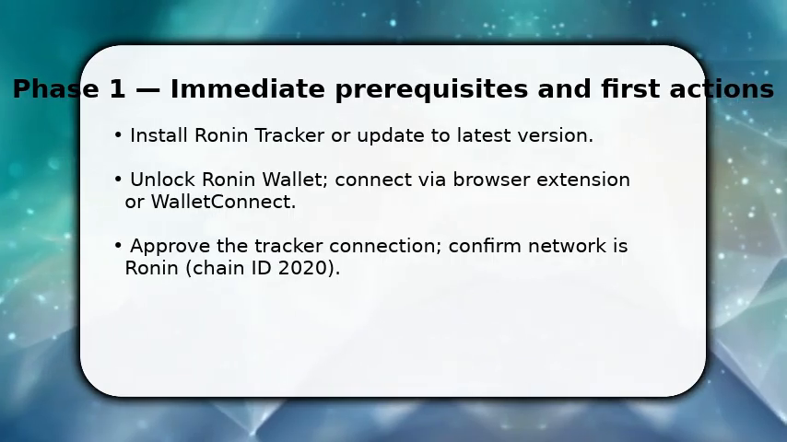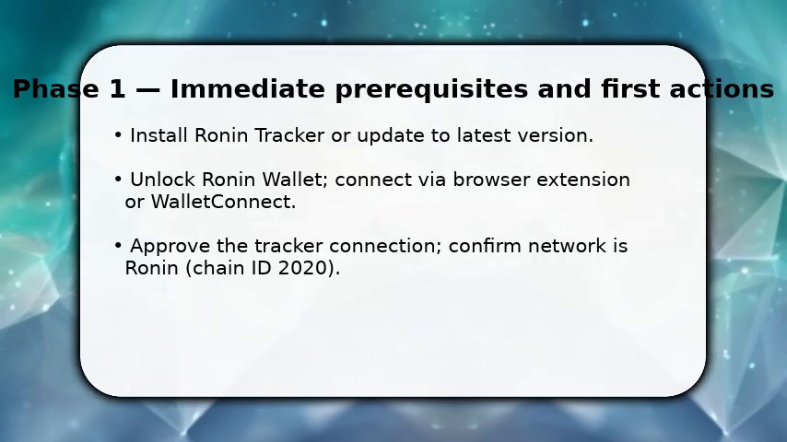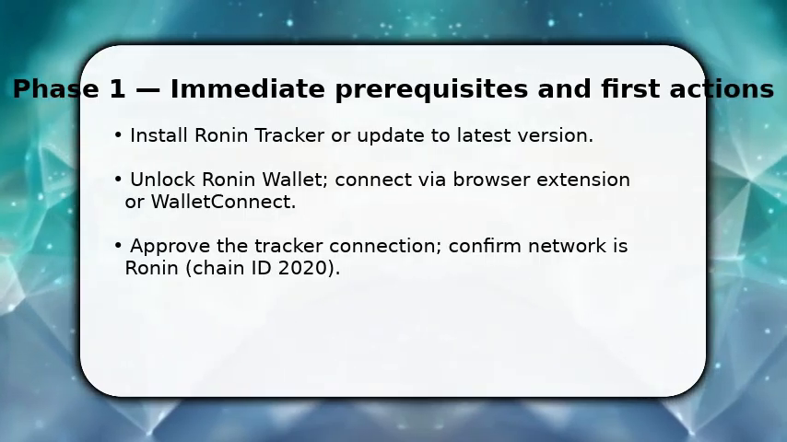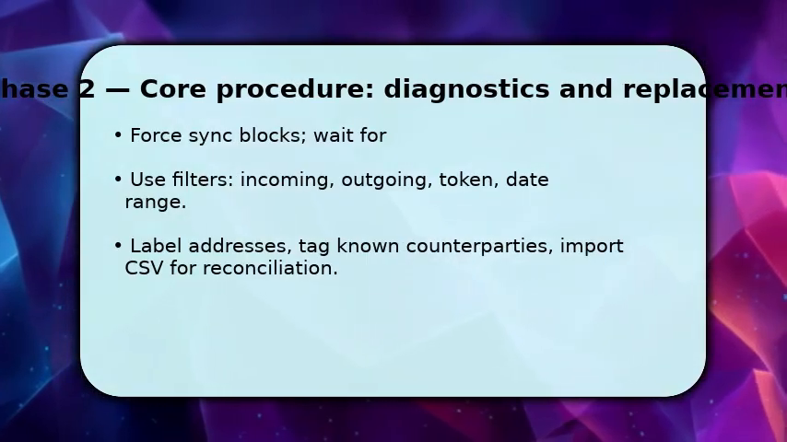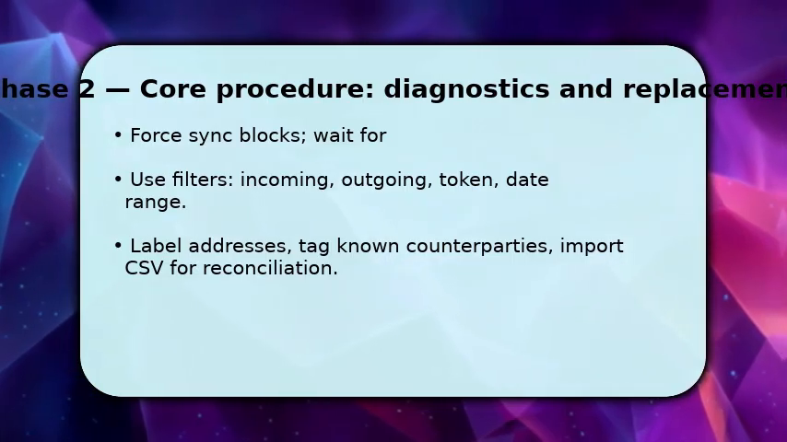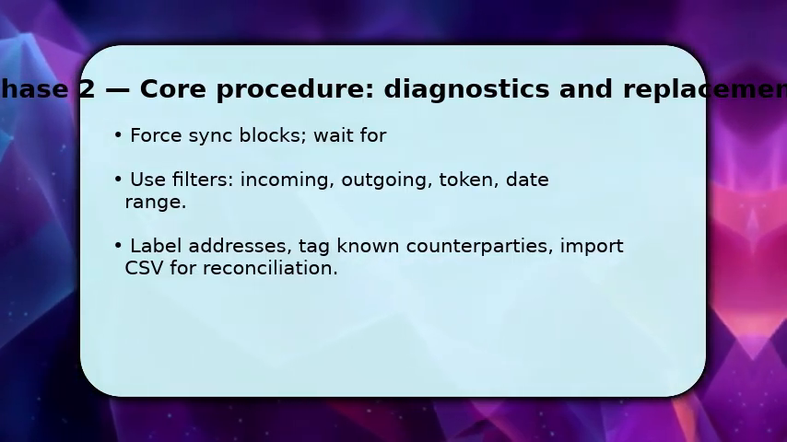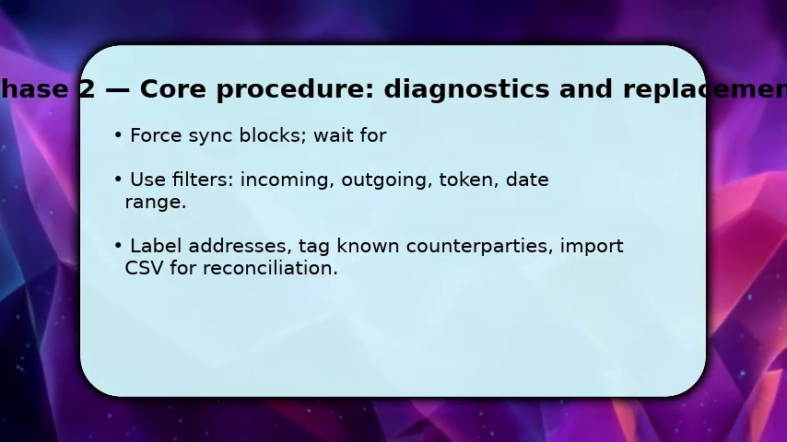After approval, the tracker pulls recent blocks and shows an initial balance, so you can immediately see accounts and pending transactions. Once connected, force a full sync so your tracker fetches all historical transactions and token balances. Use the filter controls to narrow by incoming versus outgoing, token type, or a specific date range.